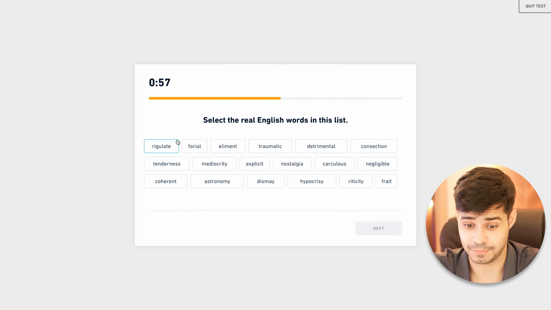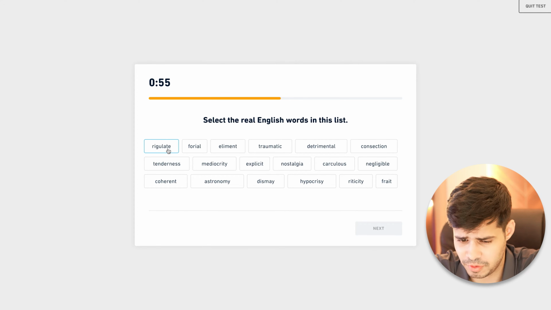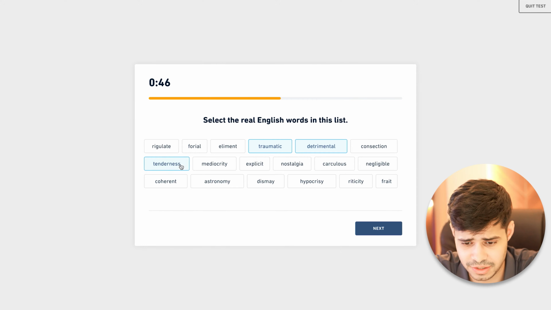Real English words. Again, regulate. Regulate is a word. For real, element, spelling is wrong. Traumatic, detrimental. Consection, I'm not sure. Tenderness, mediocrity, correct. Explicit, nostalgia.